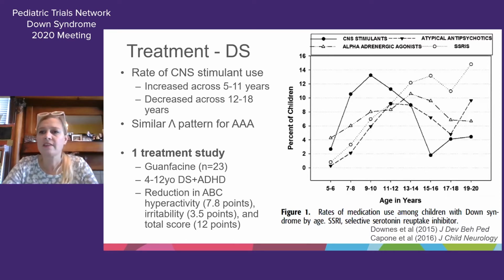There's only one study that I could locate that was published looking at trialing medication for ADHD in kids with Down syndrome. They targeted guanfacine in 4 to 12-year-olds. They did not have a comparison group. But what they did see within that group of children with Down syndrome and ADHD was reduction in scores on the Aberrant Behavior Checklist on both the hyperactivity, irritability, and the total score.